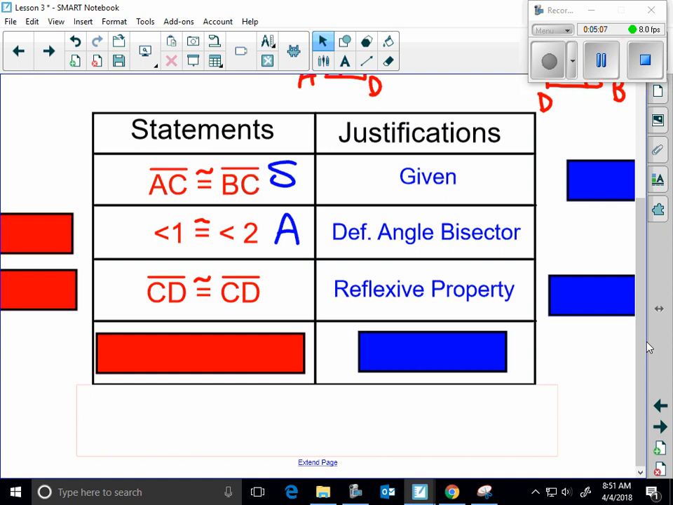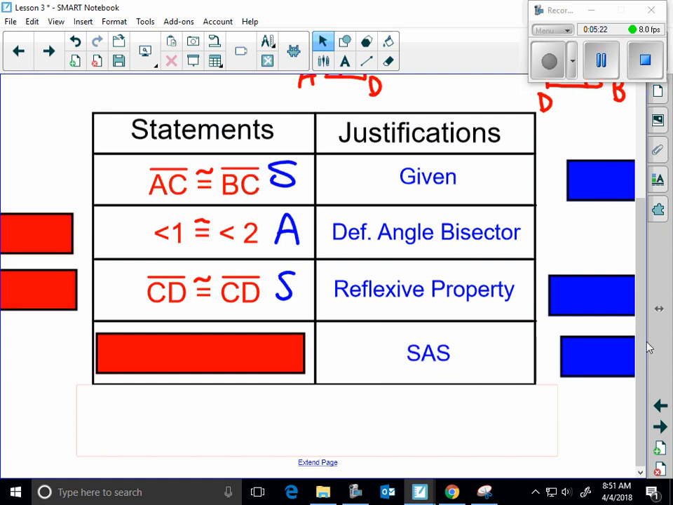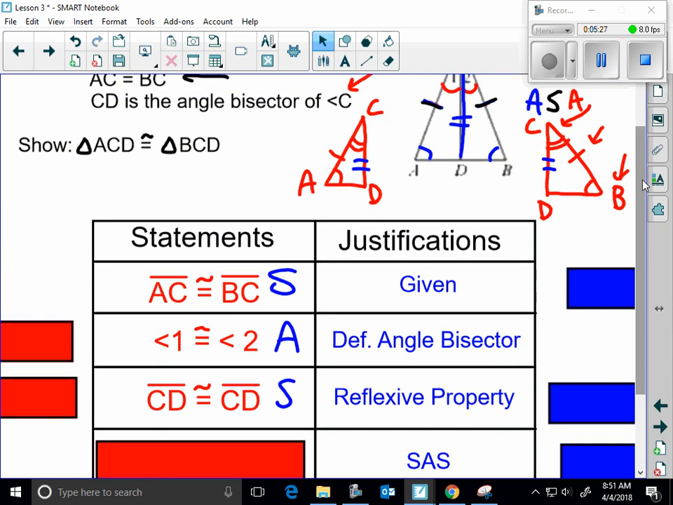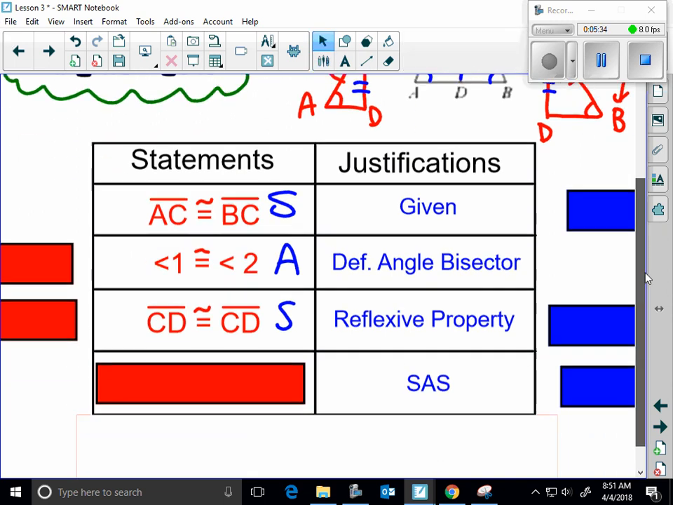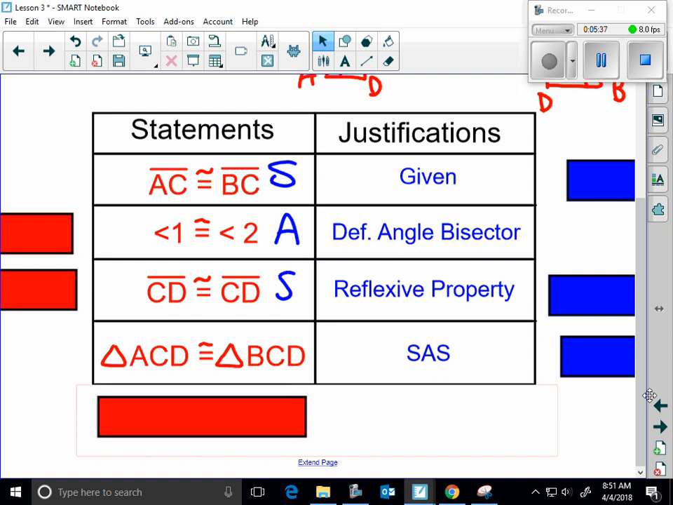Okay, so based on this, what do you suppose my proof will be based on? Angle, side, angle or side, angle, side? Side, angle, side. That's the justification for why these triangles are congruent. Okay, last thing I want to show you on this is what you want to show. What you want to show is always your last statement. My last statement: triangle ACD is congruent to triangle BCD by side, angle, side.